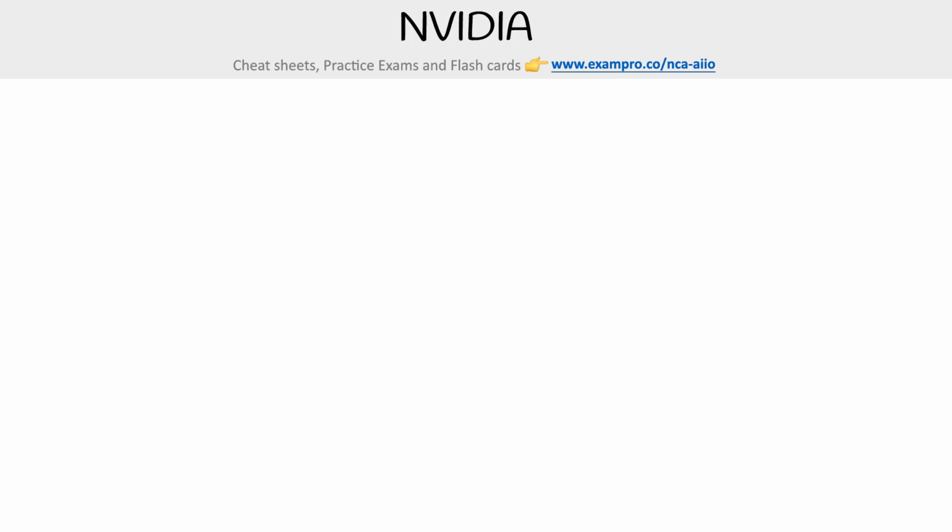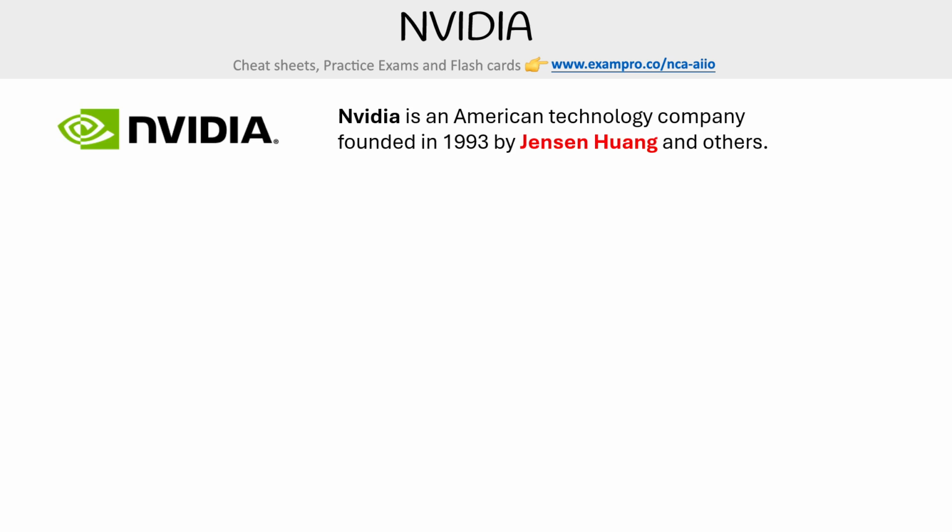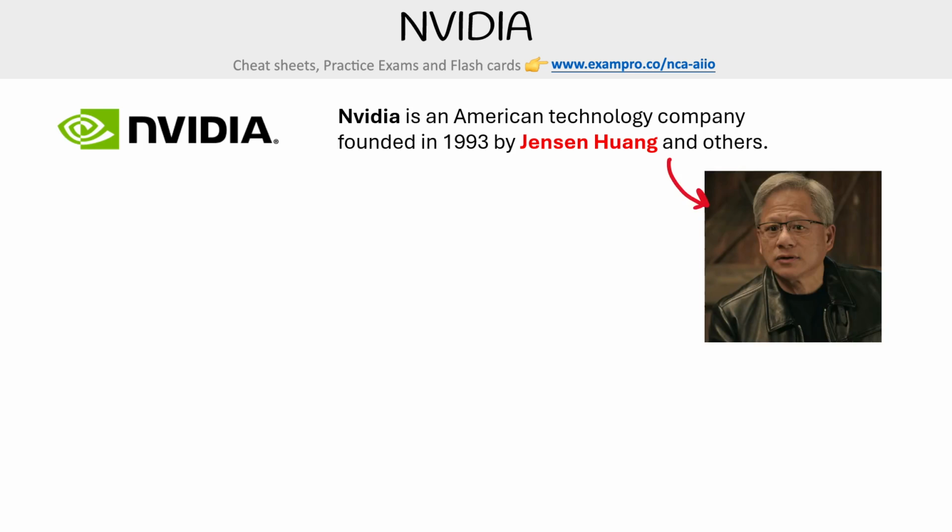Hey, folks, this is Andrew, and we are going to talk about what is NVIDIA. I'm pretty certain you already know what it is, but in case you don't, it doesn't hurt to do a quick refresher, right? So NVIDIA is an American technology company founded in 1993 by Jensen Huang. I do not know how to pronounce his last name. He had two other co-founders, but he's the CEO, the front man.